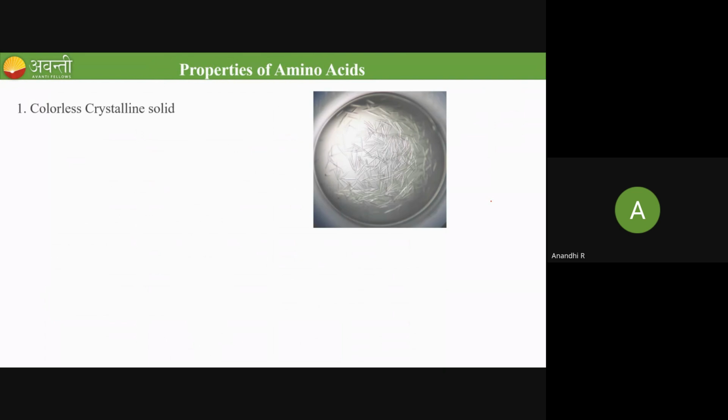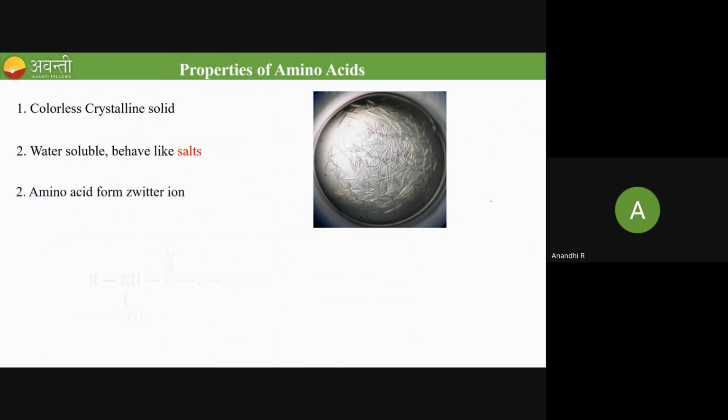Some properties of amino acids. So we have a few properties. The first property of amino acid is that it is a colorless crystalline solid. So you can see the crystals, right? Crystalline solids, which are colorless, dissolve in water and behave like salts. Amino acids behave like salts.